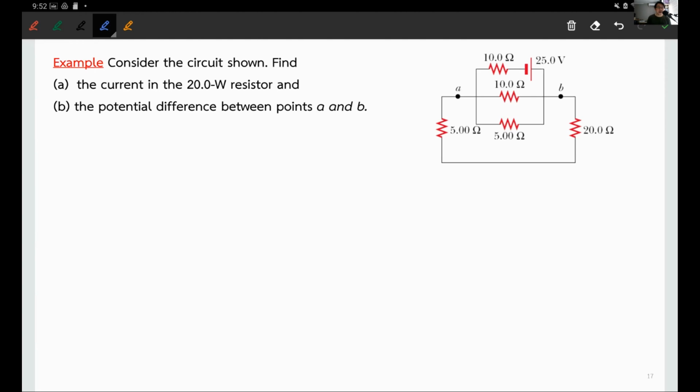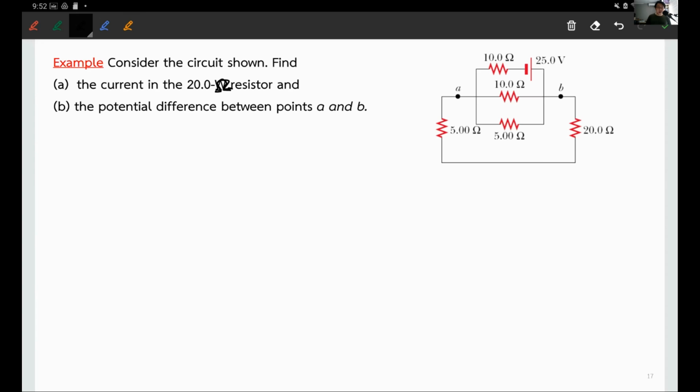Find the current in the 20 ohm resistor. I think this is rendered incorrectly. Okay, 20 ohm resistor. And part B, what is the potential between point A and point B? All right, so I think this is maybe the most complicated problem up to this point. I think this is the hardest one, but it's still not too bad. All right, let's go through this one.